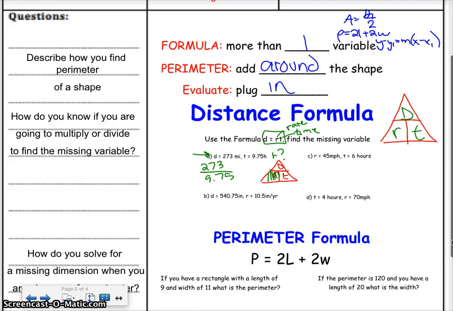Just 28? Yeah, 28 exactly. So 28, that's my R. My rate is miles per hour. Think about how slow that is. I mean, that's really slow.